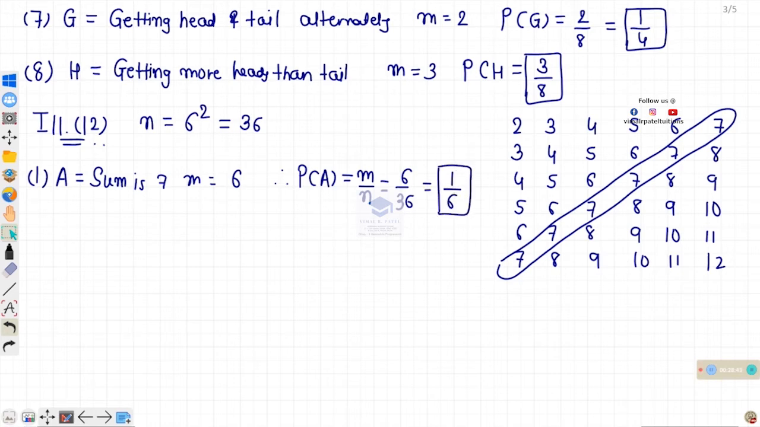So 1 upon 6. Then the second one: Sum of number on both the dice is more than 10. More than 10.